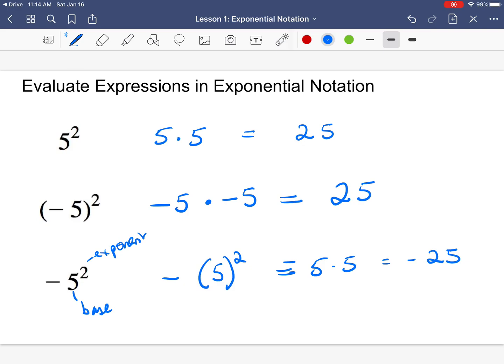So I just wanted you to see the difference there. When the negative 5 is in the parentheses, the exponent applies to everything within the parentheses, and with negative 5 to the power of 2 when there are no parentheses, the exponent only applies to the 5. So that's just something to watch out for.